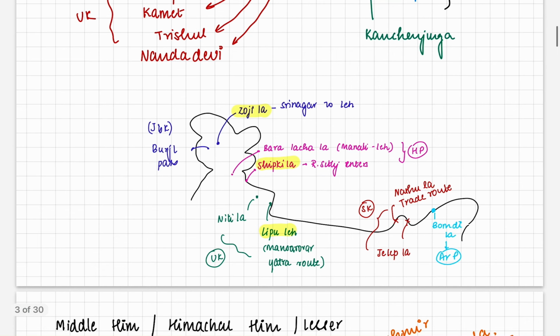The various passes in J&K are Zojila and Burzil Pass. In Himachal, it is Baralacha La and Shipki La. In Uttarakhand, it is Niti and Lipulekh. In Sikkim, we see Nathu La and Jelep La. In Arunachal Pradesh, there is a presence of Bumla Pass.